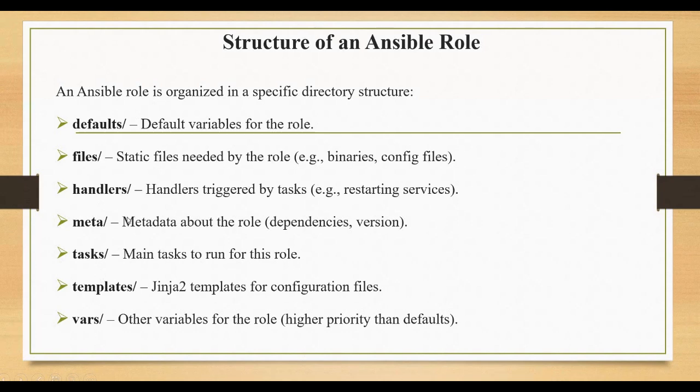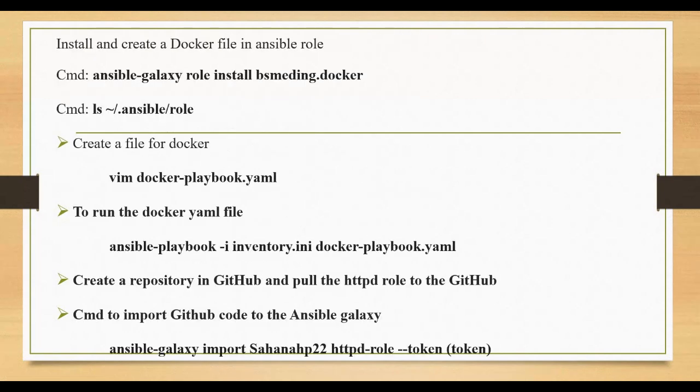Defaults hold the default variables for the role, and files are static files needed by the role. Handlers are triggered by tasks, meta holds metadata about the role, dependencies and version, and tasks holds the main tasks to run for the role. For templates, for configuration we are using Jinja2 templates. In the demo I will show vars, the other variables for the role.